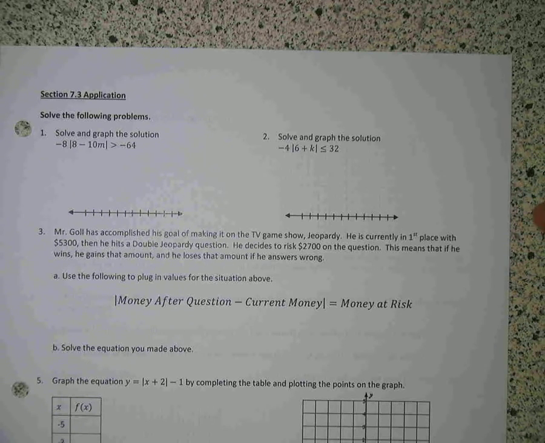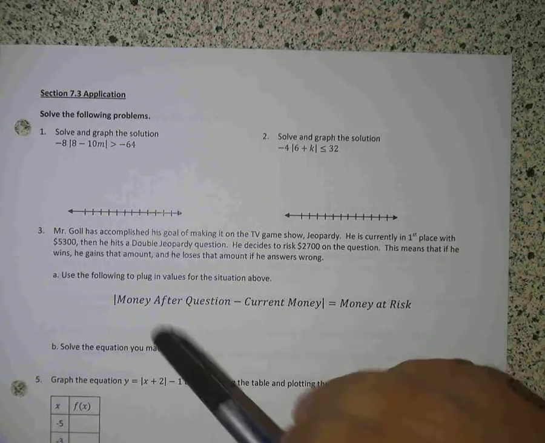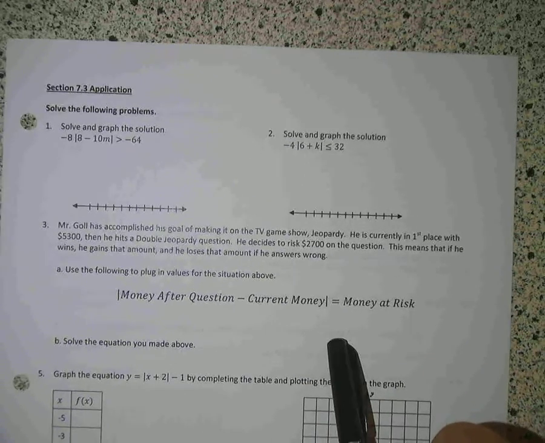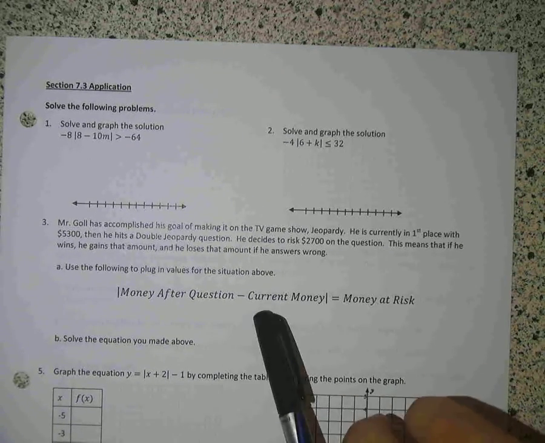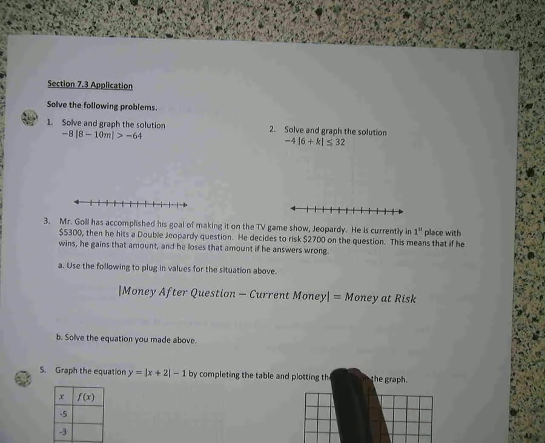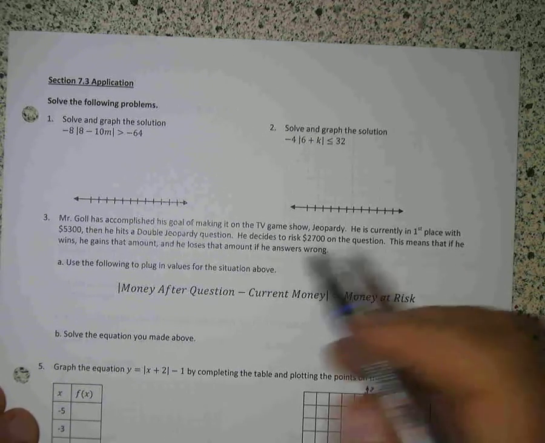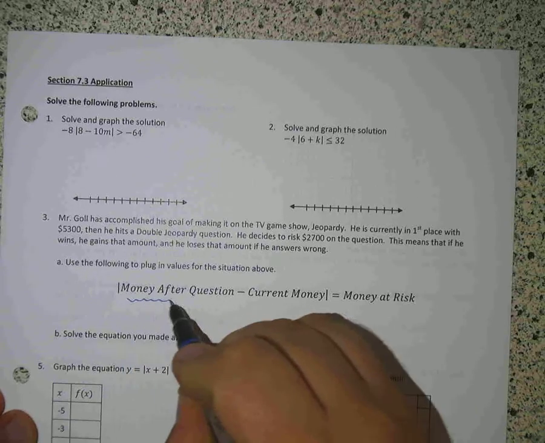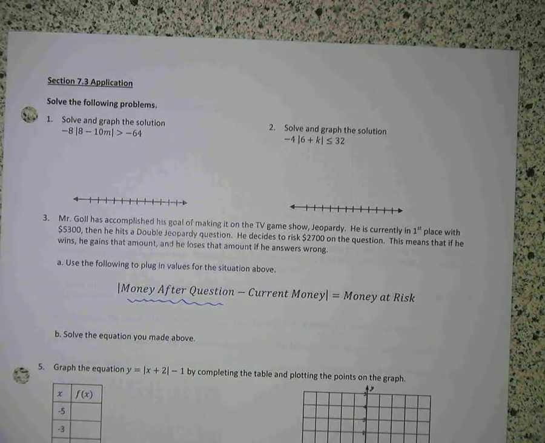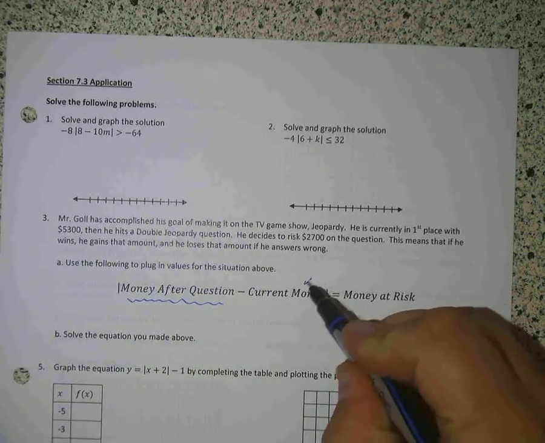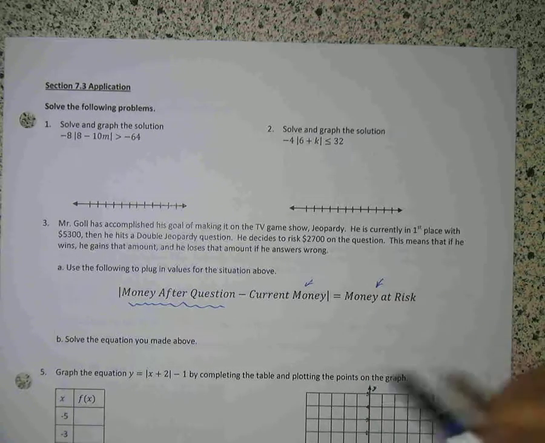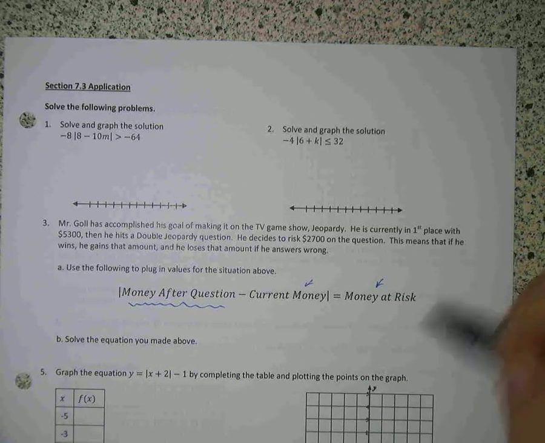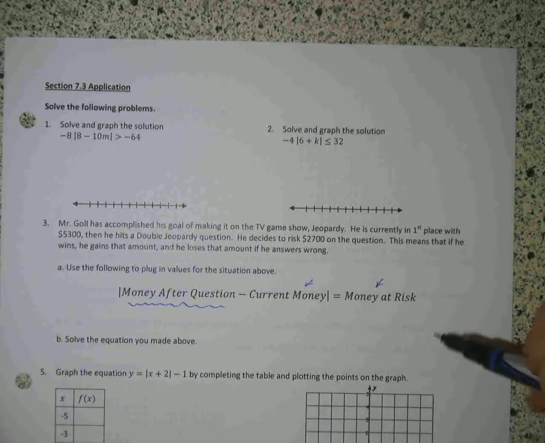So what you want to do is use the following setup to write the absolute value inequality for this problem and then solve it. So the money that you have after the question is going to be your variable. You know how much money I have, and you know how much money I'm risking. All right, so write it into an equation, and then solve it.